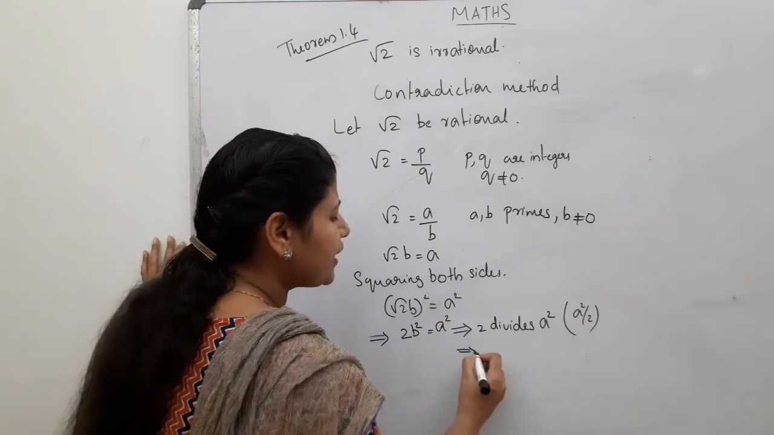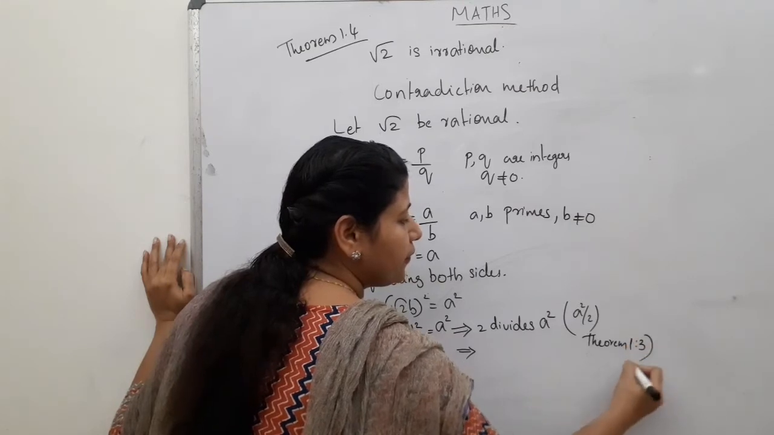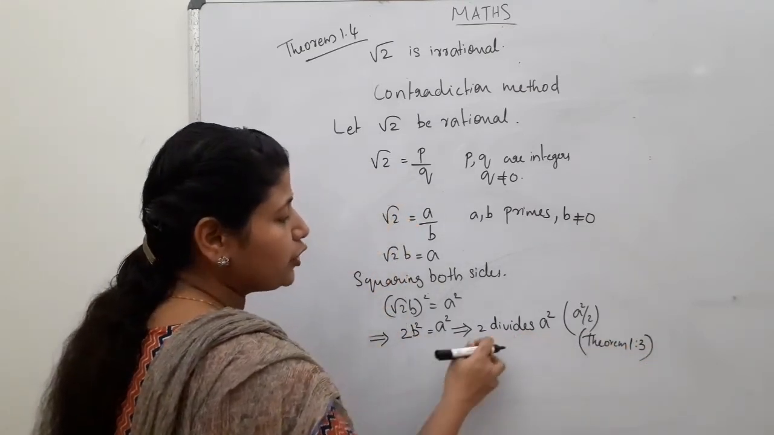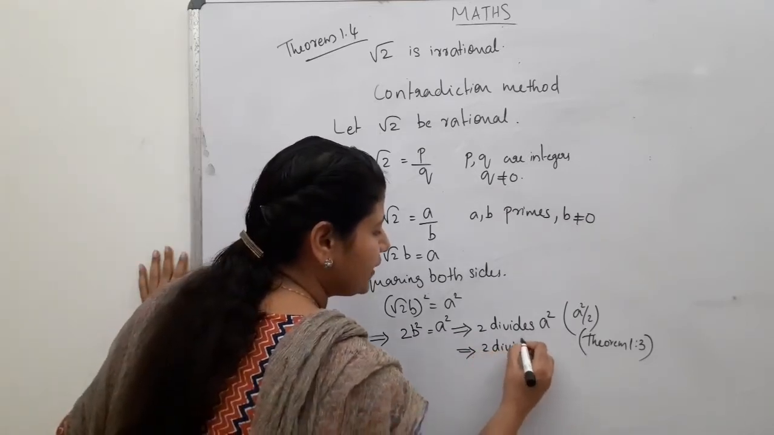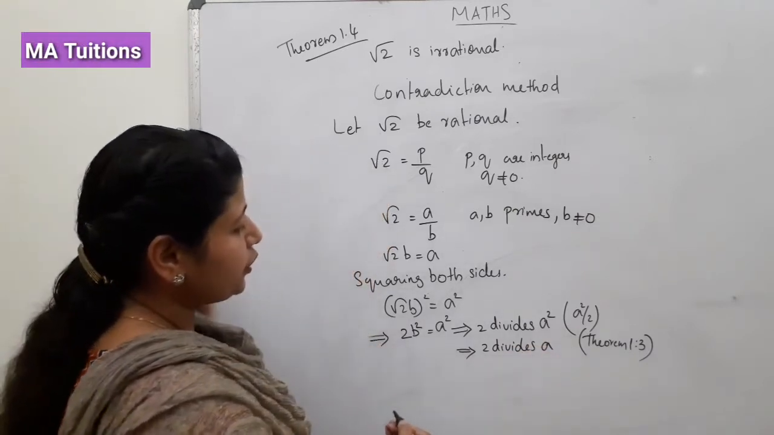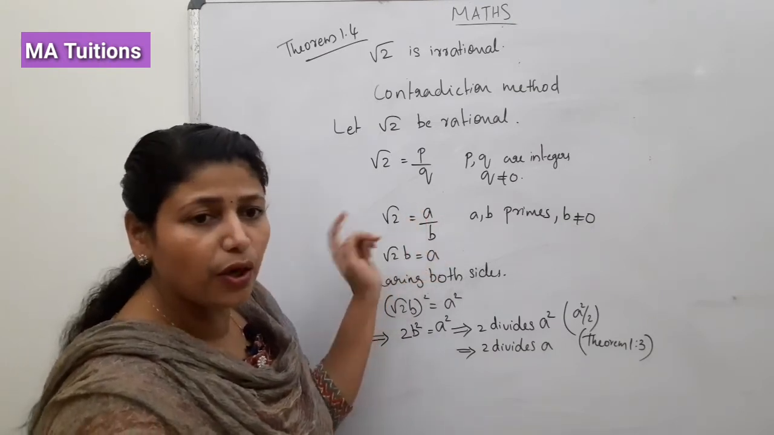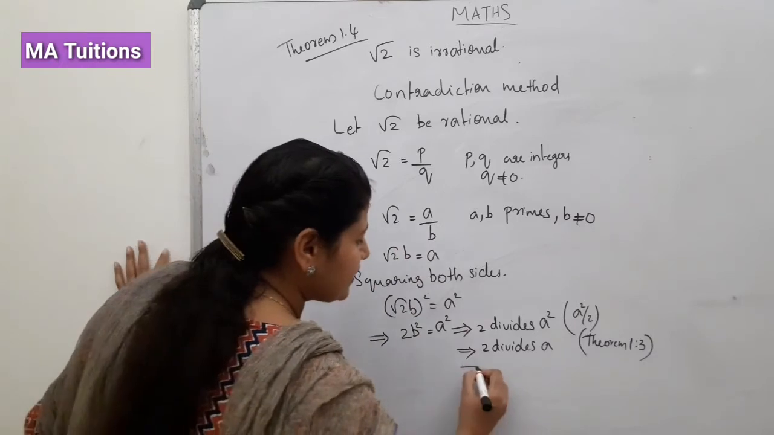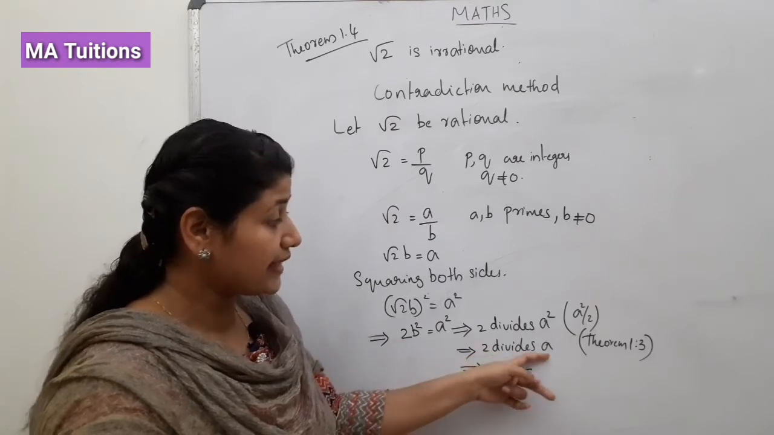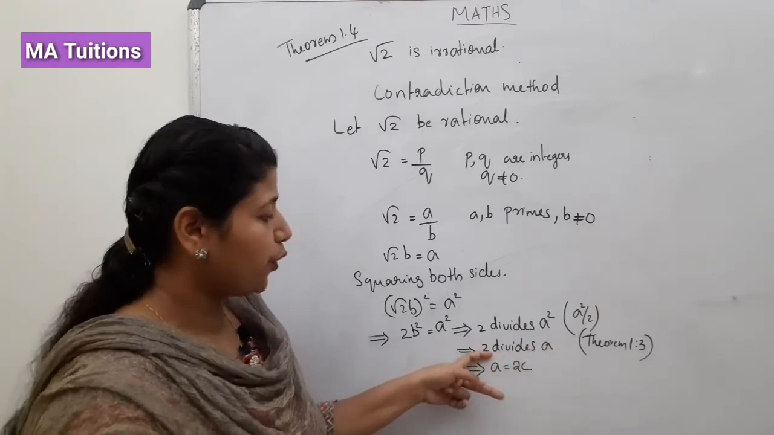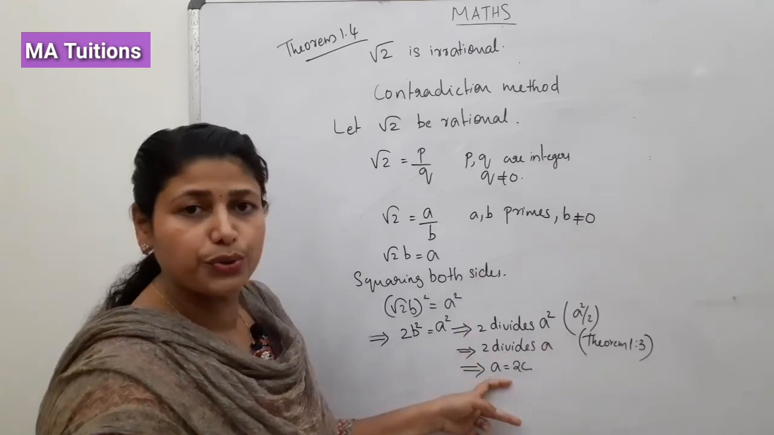In theorem 1.3 we have studied, what is that theorem 1.3? We have just studied that if 2 divides A square, then 2 must divide A. Am I right? 2 must divide A. So we got A as a multiple of 2. Or we can write A as 2 into C. 2 divides A means A has a factor 2, or A can be written as the product of 2 and some other number. So we can write A equal to 2C.